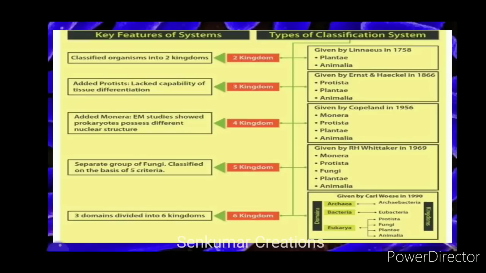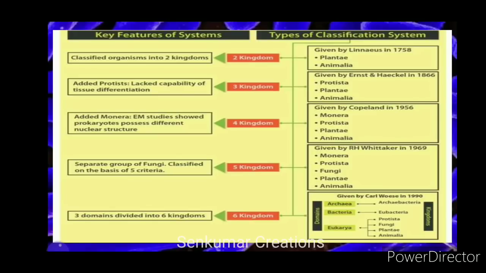And the five kingdom system has a separate group of fungi. Along with the previous four kingdoms, one more kingdom is included, called the fungi, on the basis of five criteria. It was given by Whittaker. So what are the five kingdoms? Monerans, Protista, fungi, Plantae, and Animalia.